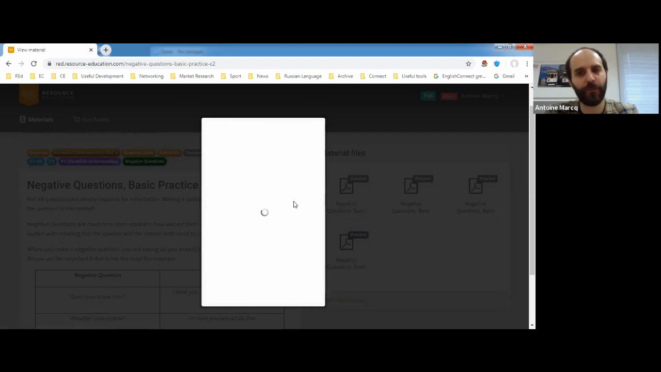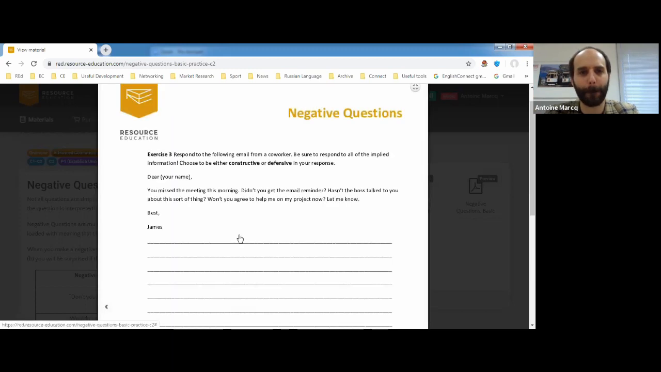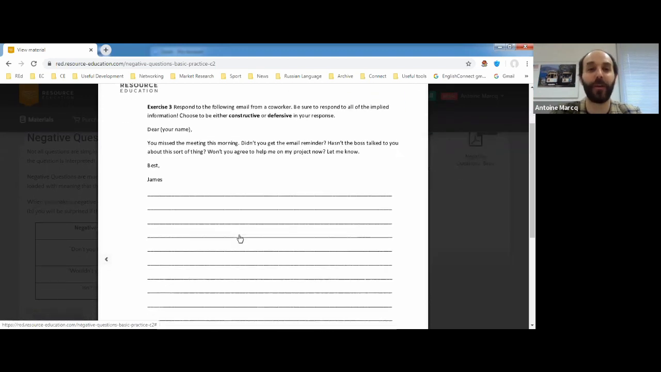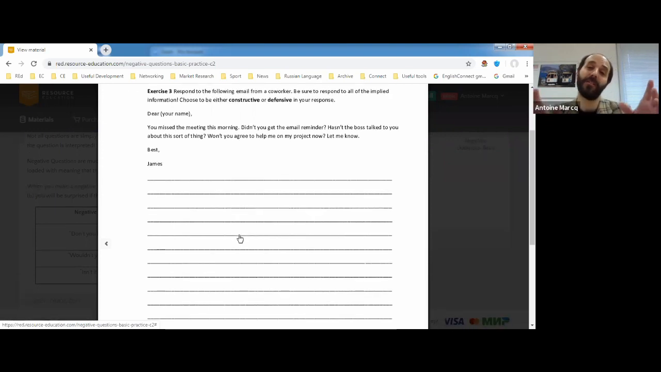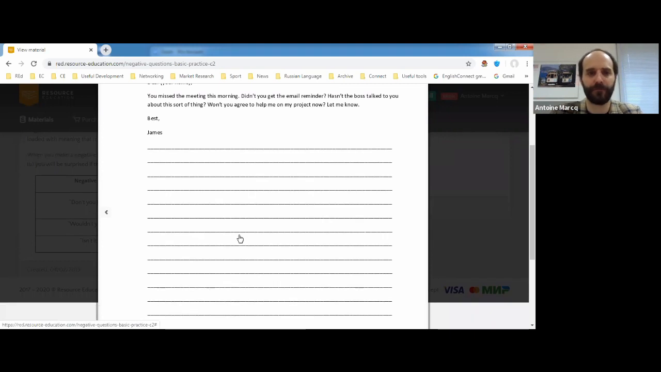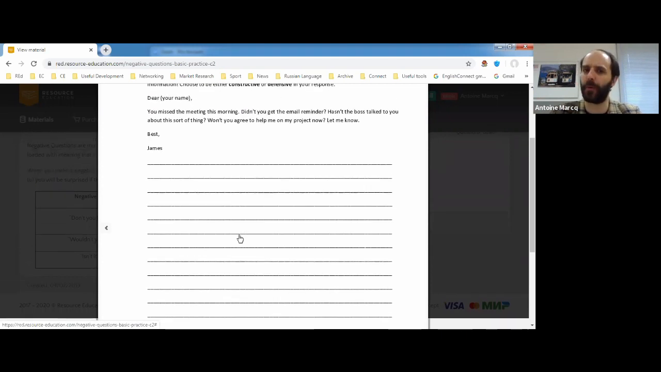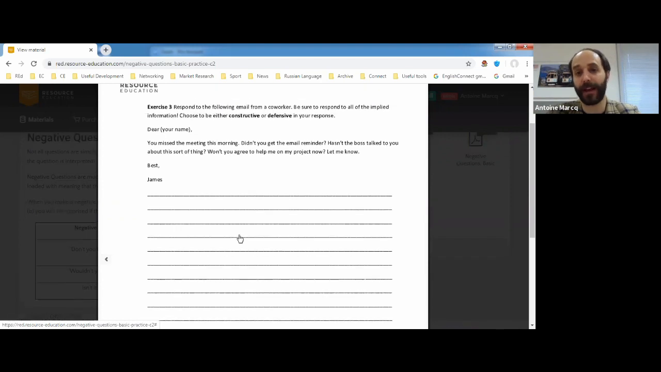And on page 2, we have a writing exercise. Again, respond to the following email from a coworker this time. Be sure to respond to all of the implied information. The student can choose to be either constructive or defensive. Dear Antoine, you missed the meeting this morning. Didn't you get the email reminder? Hasn't the boss talked to you about this sort of thing? Won't you agree to help me on my project now? Let me know. Best, James. Very forward. So again, I can be defensive, I can be constructive.